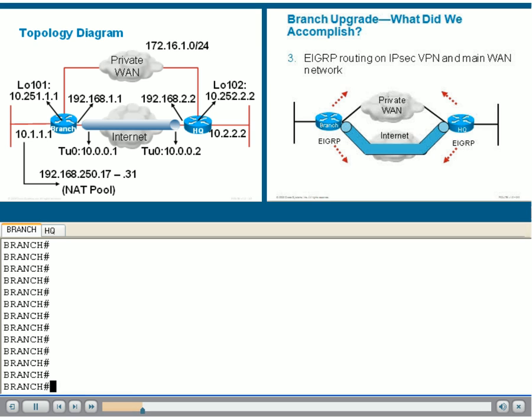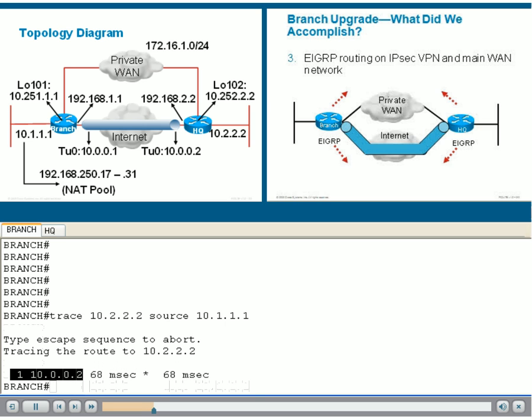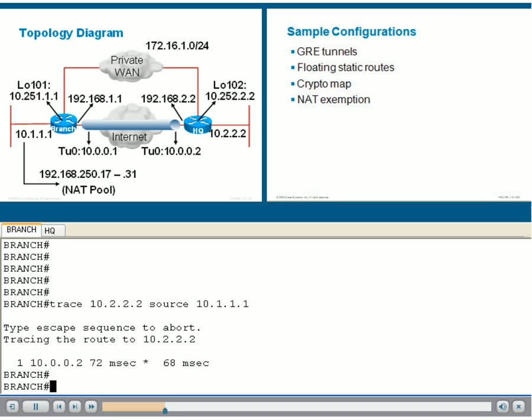In the end, if you look at our trace command to the LAN behind the headquarters router, sourced at the local area network in the branch, we are using the tunnel to reach the other side. We get there in one logical hop across the tunnel interfaces. The whole complexity of the public network is hidden, allowing us to use the low-cost connection for mission-critical traffic while protecting the traffic with an IPsec VPN tunnel. How did we accomplish this?